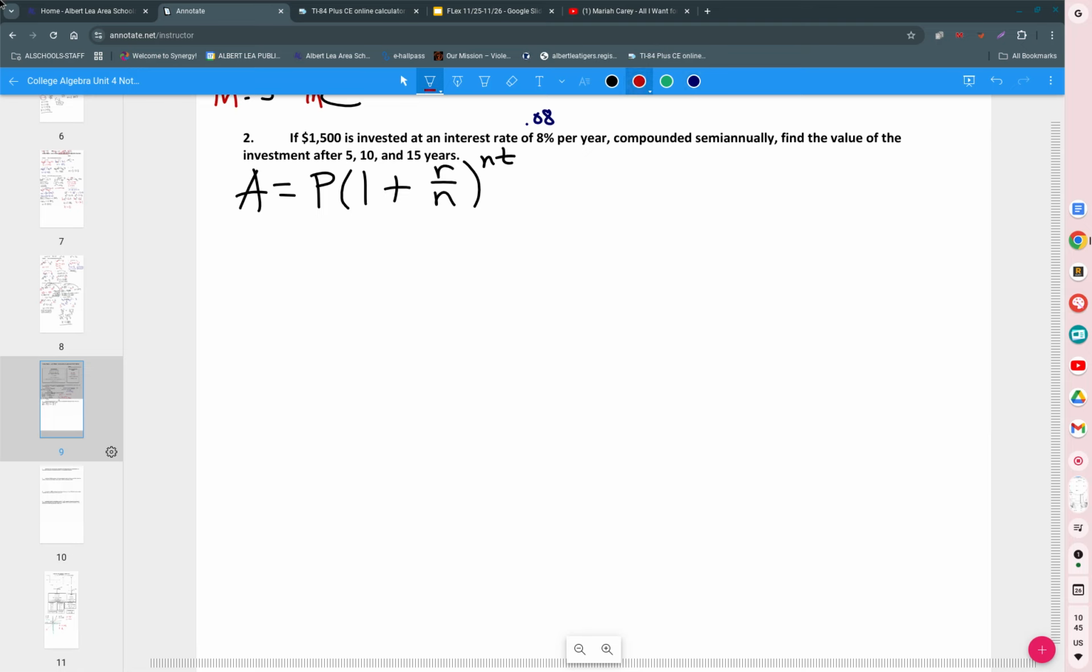It's compounded semi-annually. So that means twice a year it gets compounded, okay? And we're going to compound it 5 years, 10 years, and 15 years. So here's where this information goes.